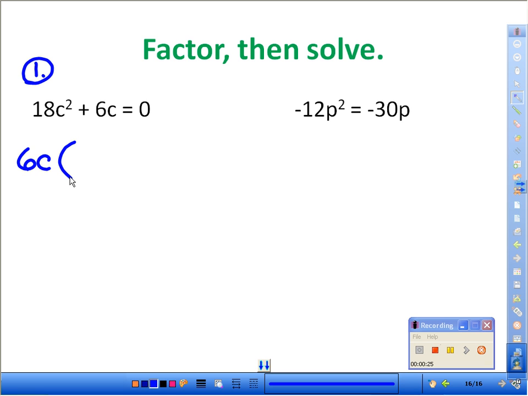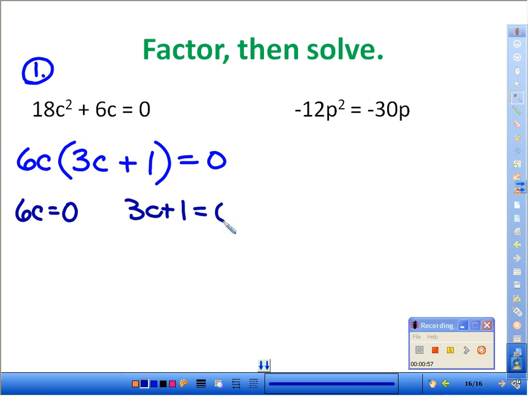When I take 18c squared and divide that by 6c, I'm left with 3c plus the next term. 6 divided by 6 is 1, c divided by c is 1, so we're only left with 1, and this equals 0. So we've done the first step of factoring. The next step is to solve it. Set each of these terms equal to 0: 6c equals 0, and 3c plus 1 equals 0.